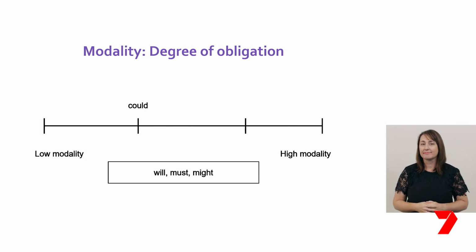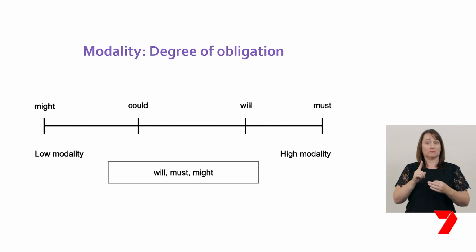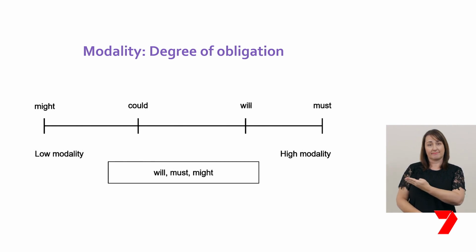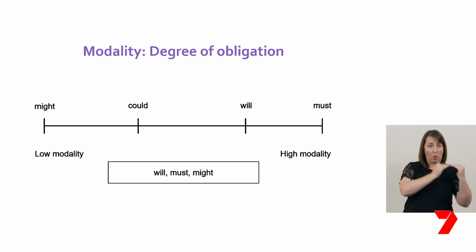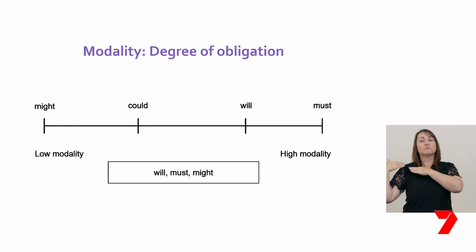What did you decide? This is my obligation cline. I have placed might, could, will, and must on the cline from weakest degree of obligation to strongest degree of obligation. Did you think of something similar?